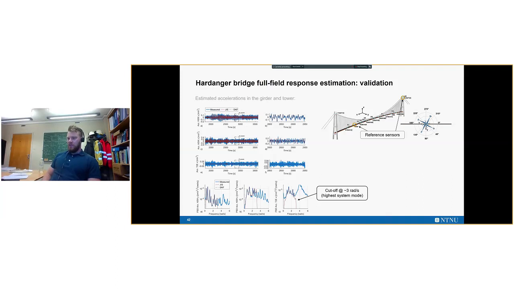And if we look at the frequency domain representation of these signals, we see why this is. We have a cutoff limit at about 3 radians per second, and this is the highest mode that we are including in the system model. So the dynamics above this limit we cannot describe for now, since we have a limited amount of acceleration data available.